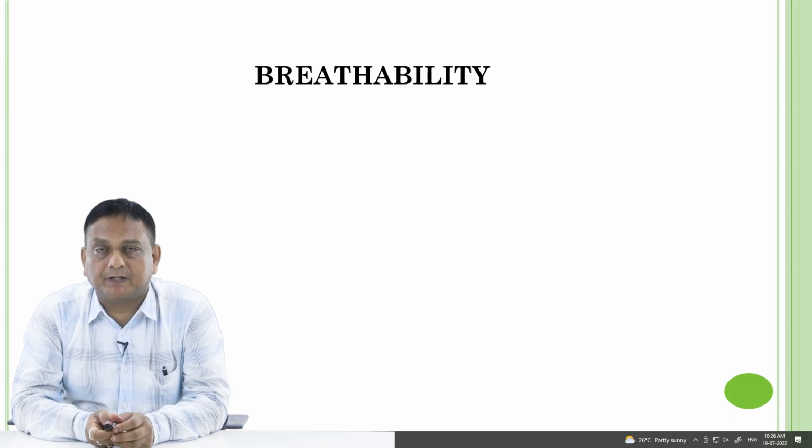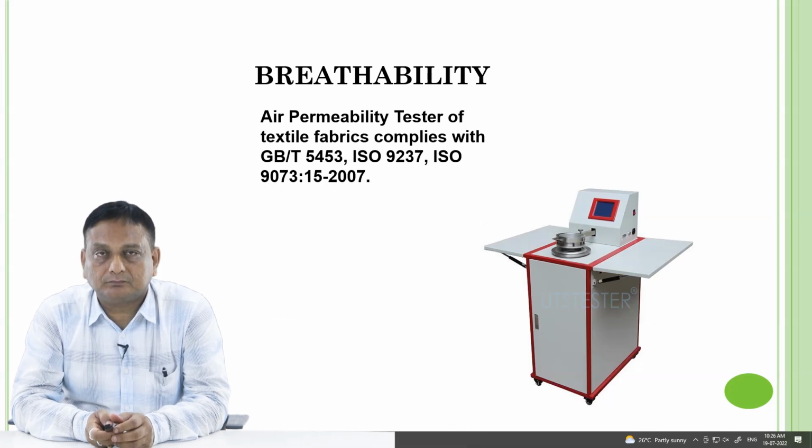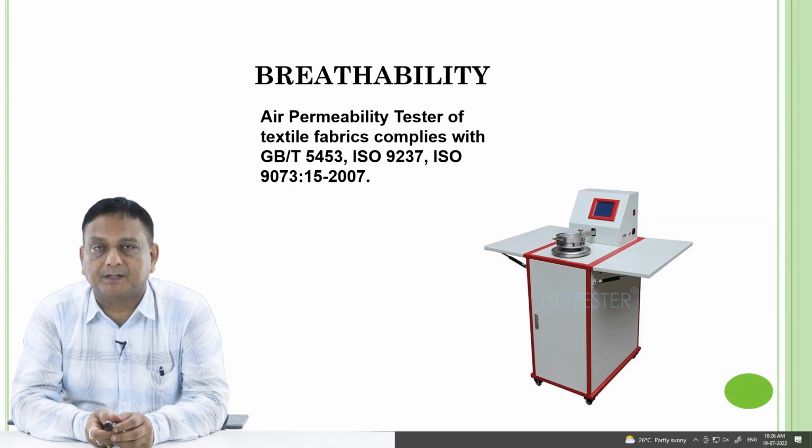And breathability is very, very important for those technical outerwear, because when coated material is there on the garment, of course the breathability takes an important role, because an uncomfortable situation may happen. So for that, air permeability is judged. How is it judged? It is judged by an air permeability tester of textile fabrics, which complies with China test method GB/T 5453 or ISO test method 9237 or 9073, etc. And this is the instrument used for the determination of air permeability.